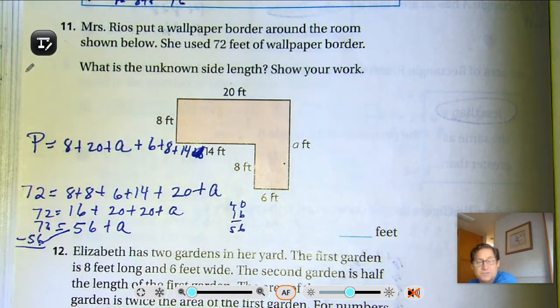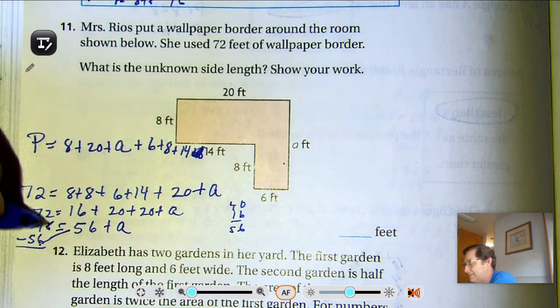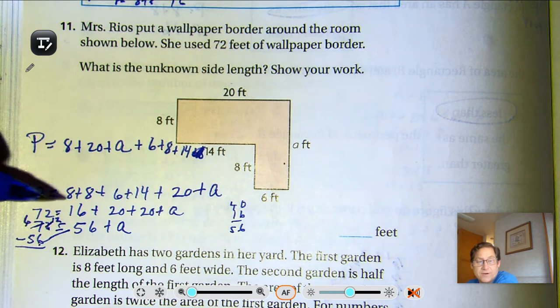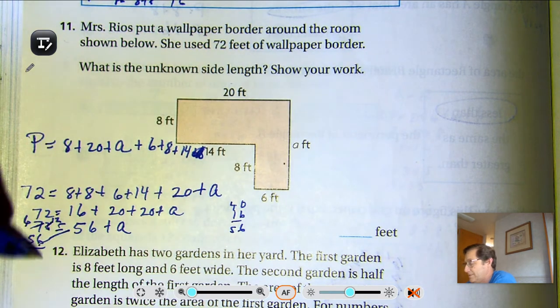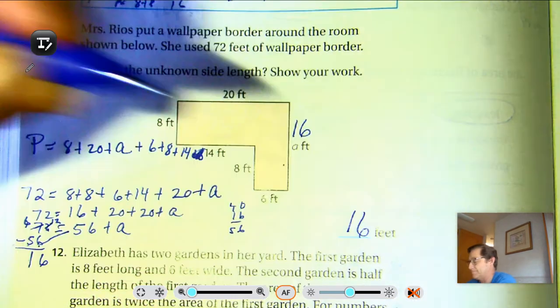I can't take 6 from 2, so I'll regroup the 7 as 6 tens and 10 ones, so now I have 12 ones. 12 take away 6 is 6. 6 tens take away 5 tens is 1. So the missing side is 16.